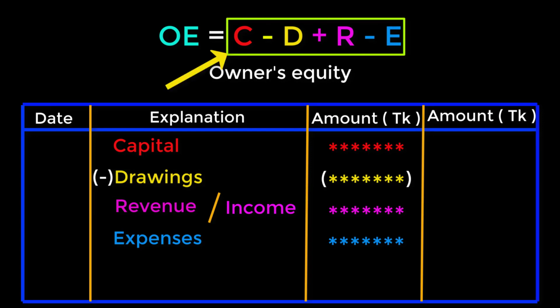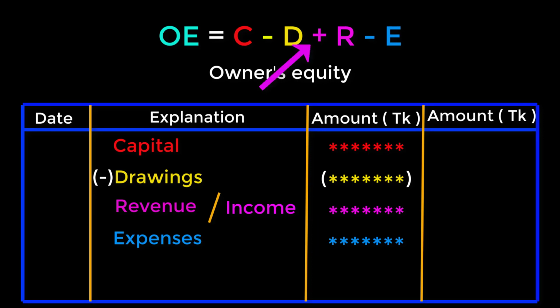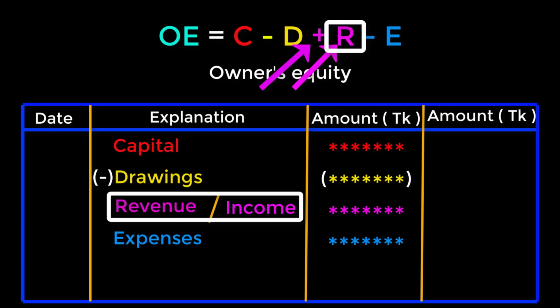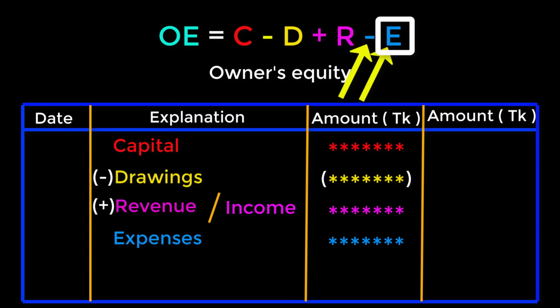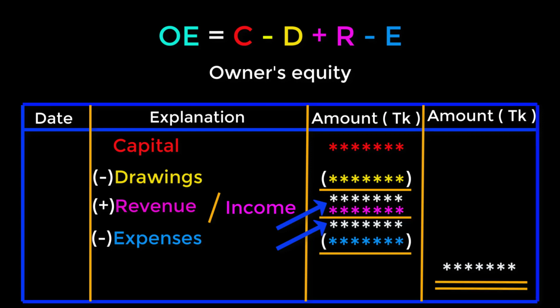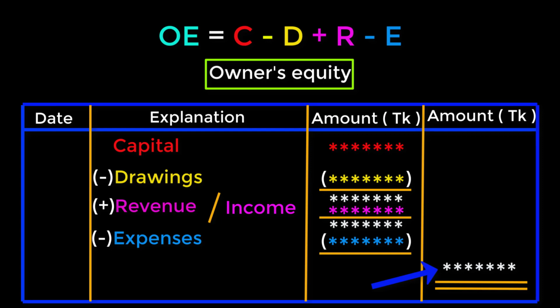Look at here again. See, there is a plus sign before this R. As R means revenue or income, so we will put here a plus sign before this revenue. Look at here again. See, there is a minus sign before this E. As E means expenses, so we will put here a minus sign before these expenses. After finishing calculation, finally we will get the amount of owner's equity like this.